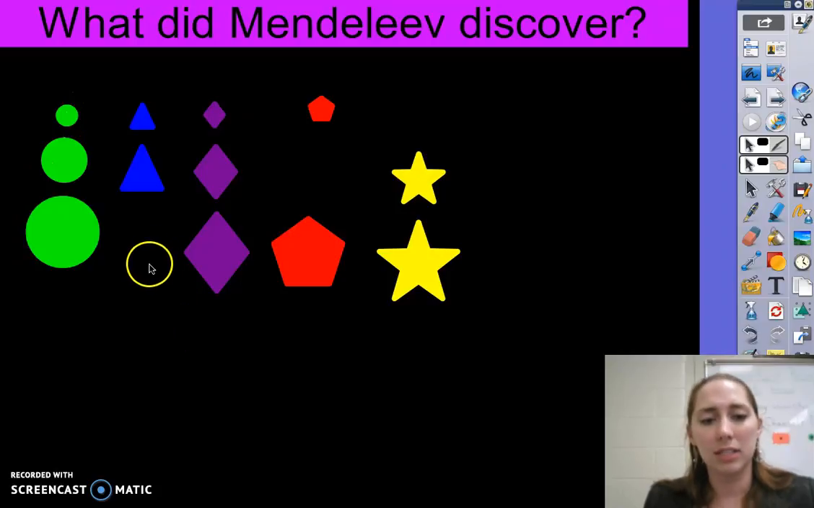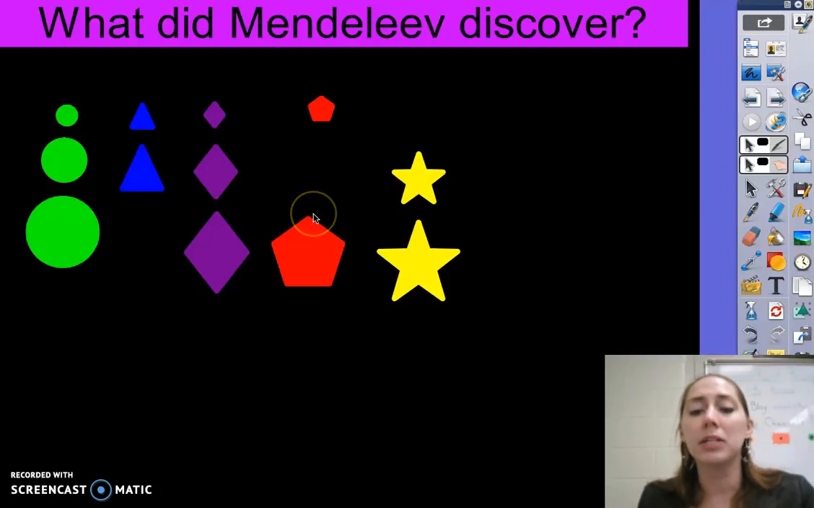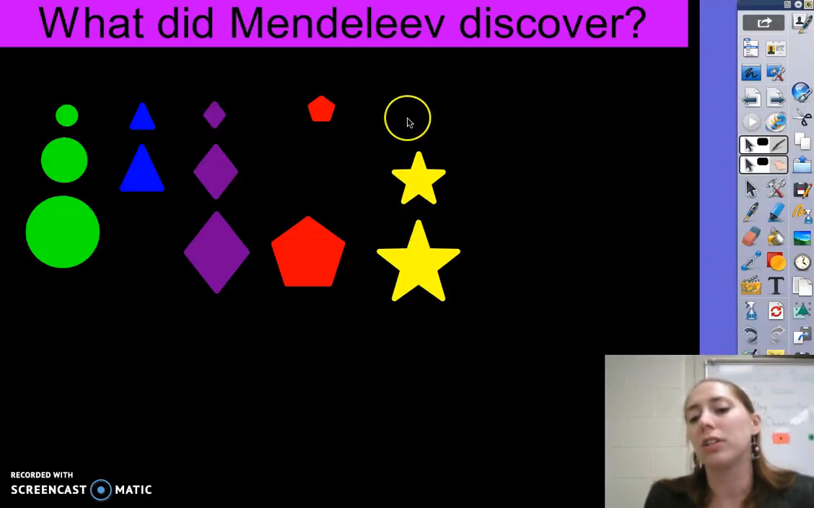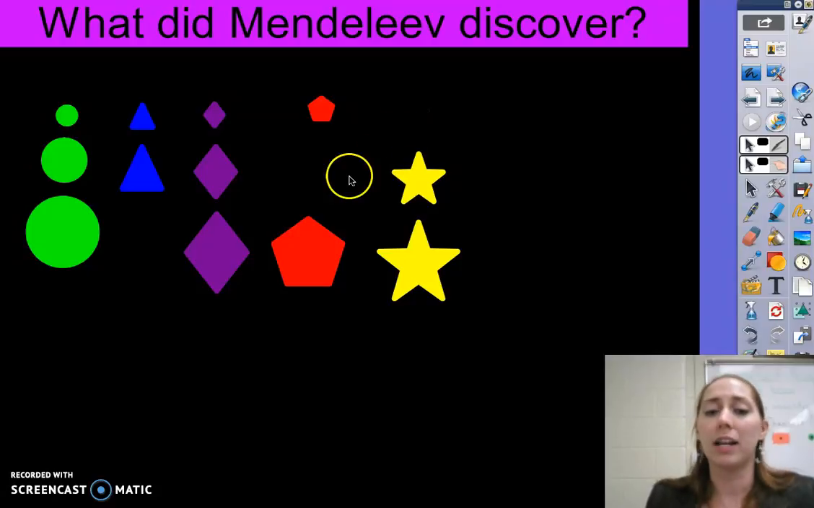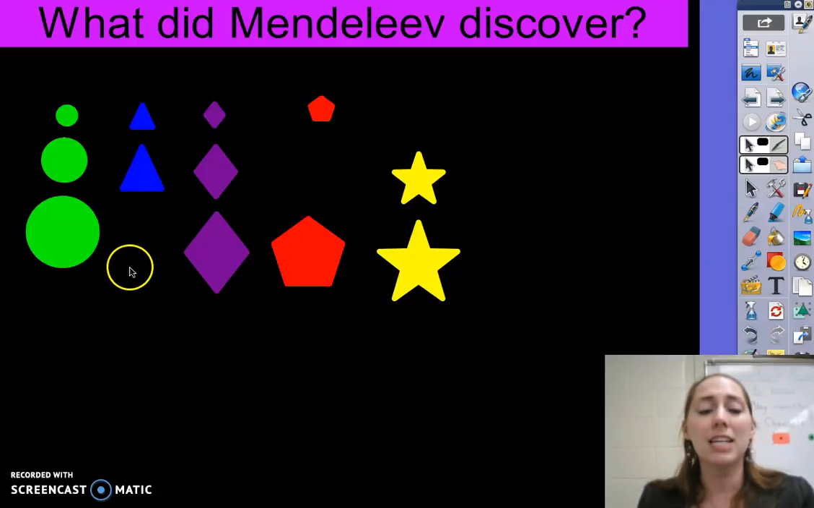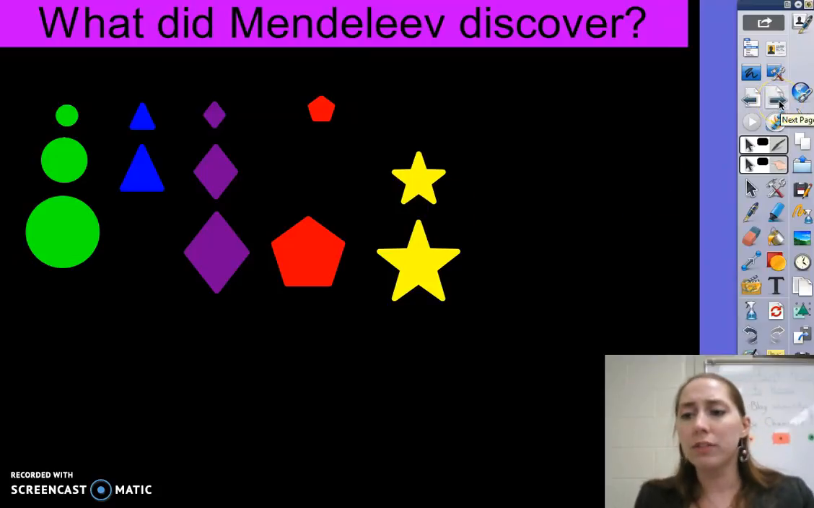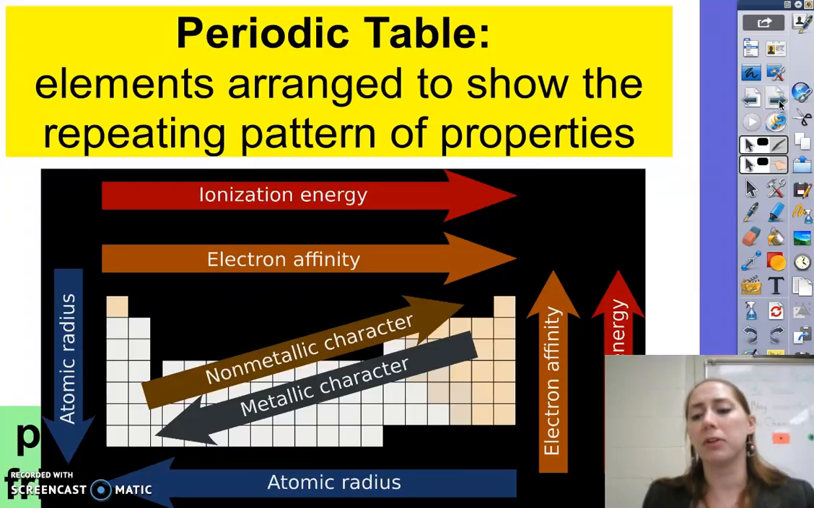And he even noticed that even though there were some holes in the table, he predicted correctly what these elements' properties would be. So he predicted there would be a small little yellow star there, which would represent an element, or a medium-sized red pentagon here, or a large-sized blue triangle here, without ever seeing them because of the patterns that he saw here. So all of this organization, that's what became our periodic table.